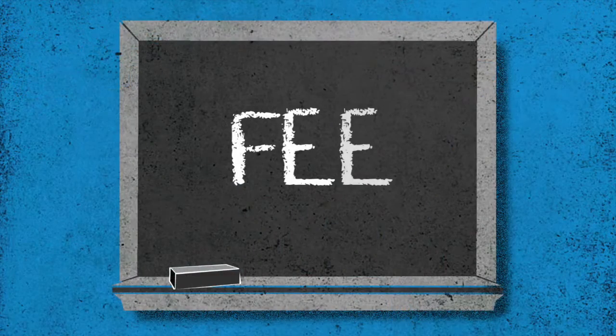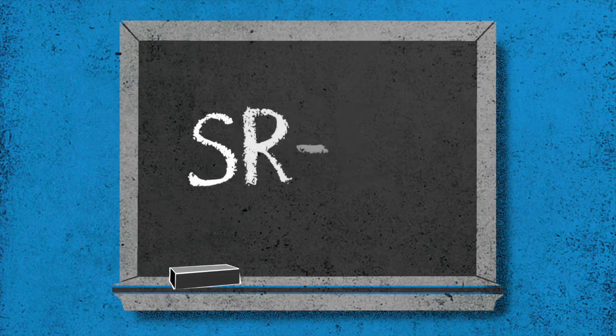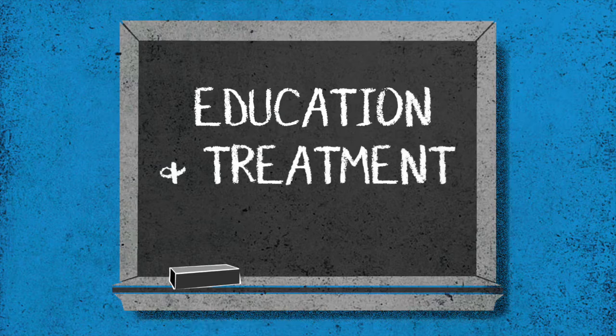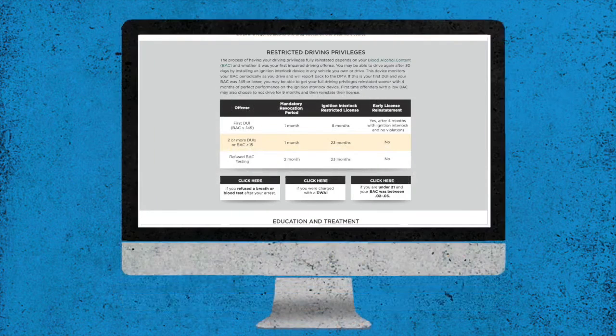You will also be required to pay a reinstatement fee, show proof of SR22 insurance, and complete various levels of alcohol and drug education and treatment. You can find a detailed chart of the restrictions you can expect on the DMV page.